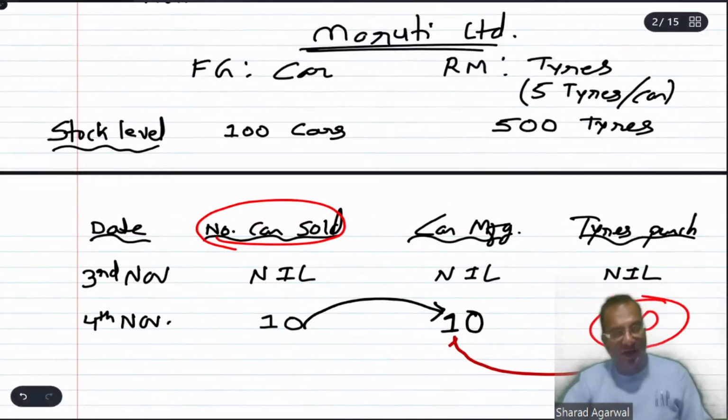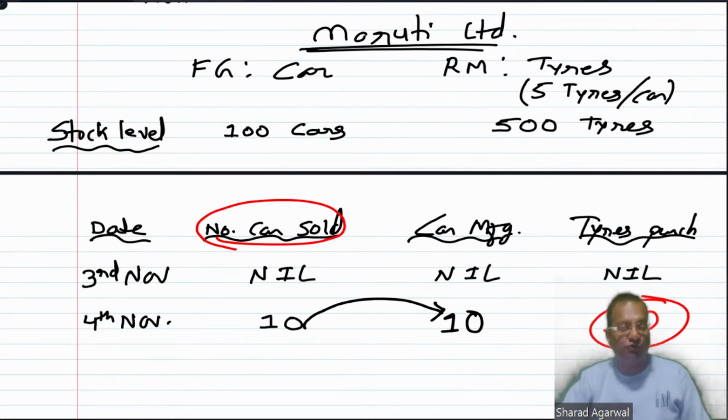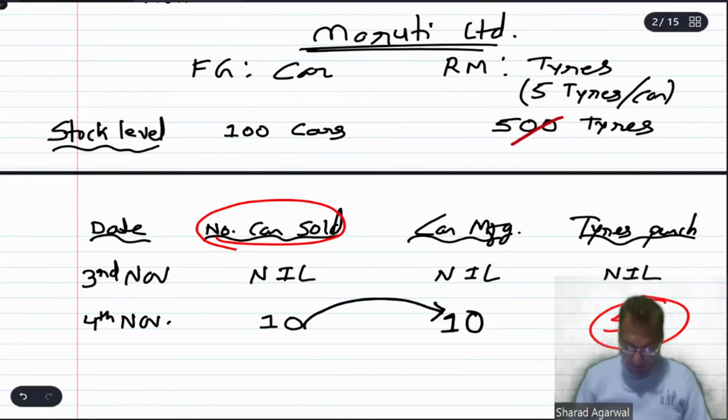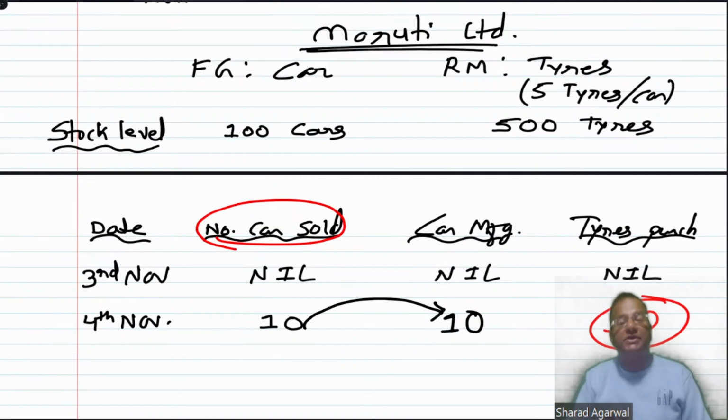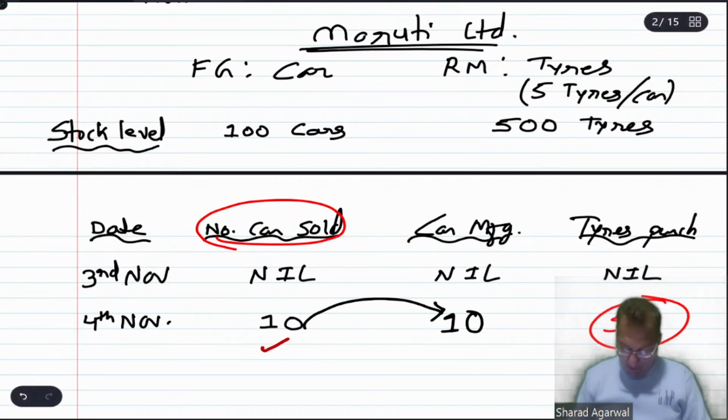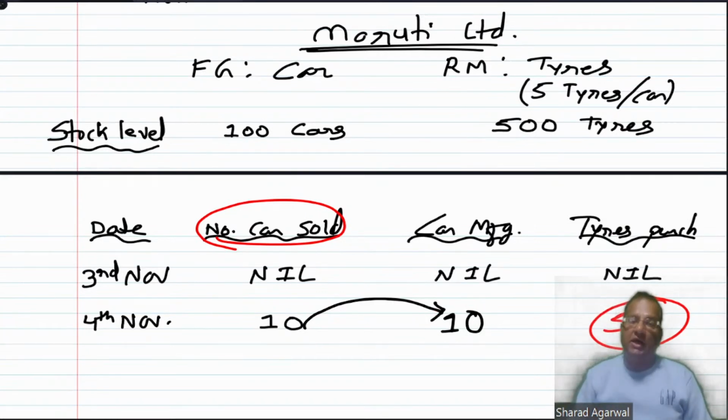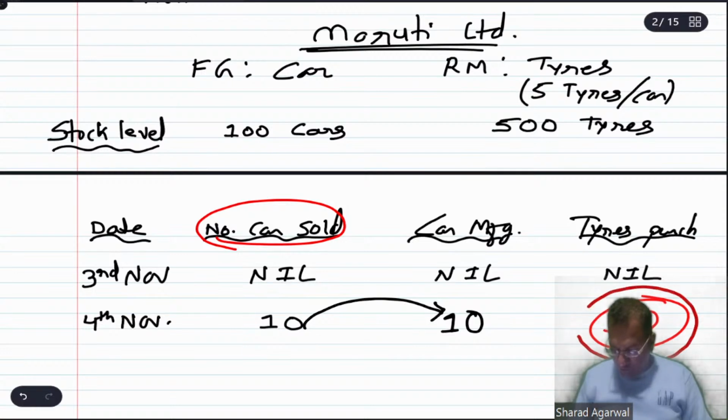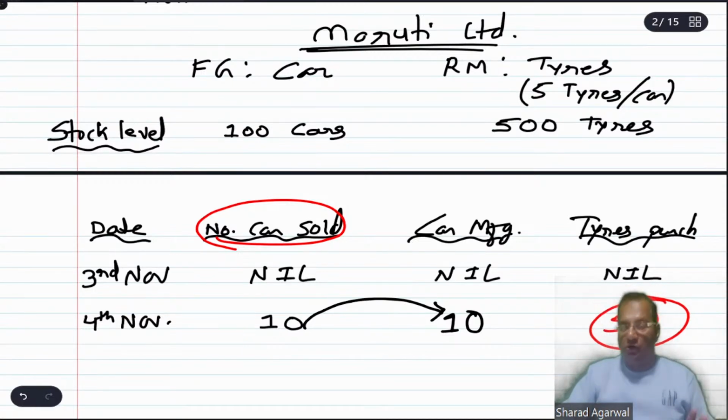So be it very clear, beta, the JIT system does not mean that there will be no stock of raw material, no stock of finished goods. There has to be some, but if there is no demand, we will not manufacture anything, we will not purchase anything. If there is a demand, we will manufacture those quantity only, and to manufacture those quantity, whatever raw material are needed, we will purchase such raw material only, such quantity of raw material only.